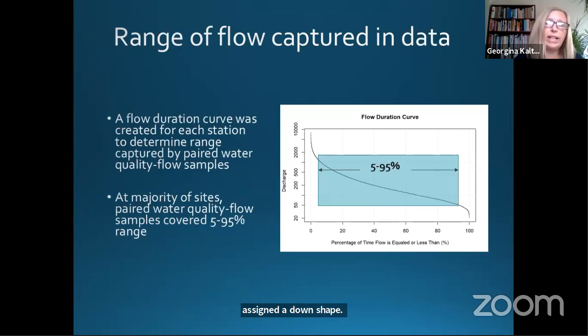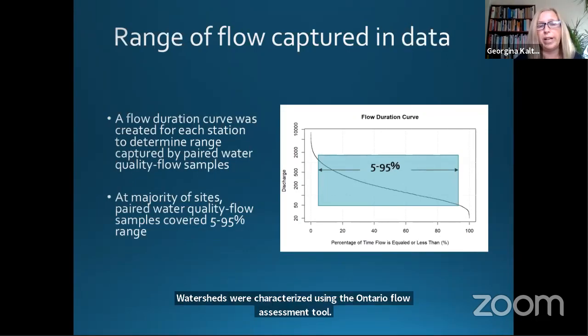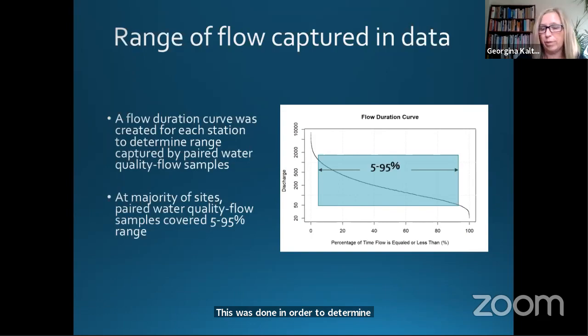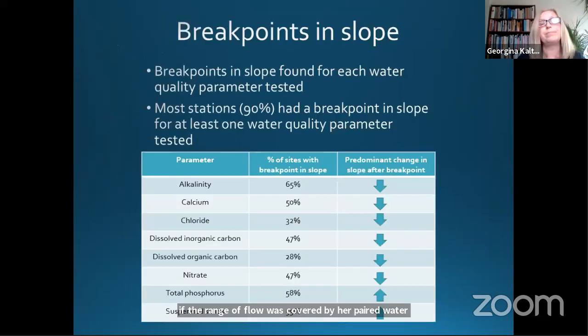One of the pre-screening steps at each of the sites, we developed a flow duration curve. And this was done in order to determine if the range of flow was covered in our paired water quality and flow samples. And at the majority of sites, we were hitting the 5 to 95% range of flow conditions.